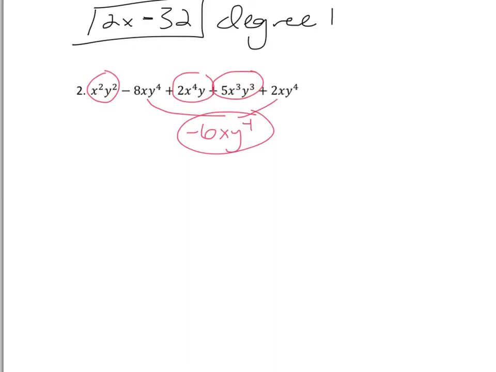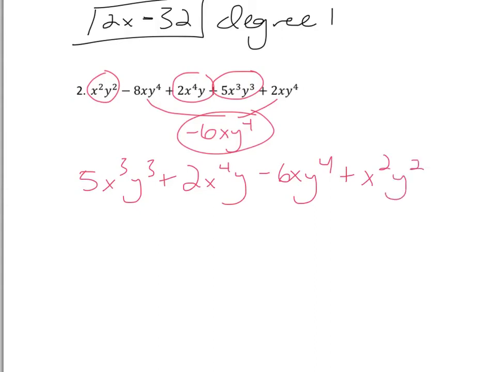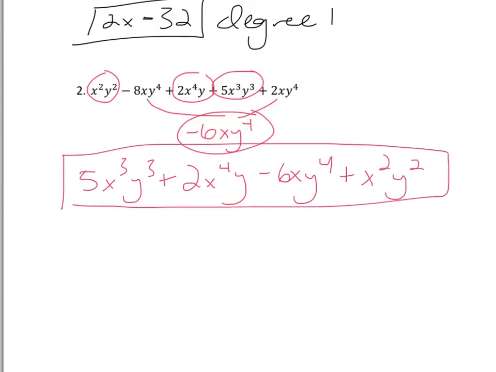So obviously this one needs to come first. So we'll start with a 5x cubed y cubed. Then it doesn't matter where you go from there. So we'll do the 2x to the 4th y, then minus 6x y to the 4th, and finally x squared y squared. That would be the answer to this. And so to get the degree, obviously we just need the biggest one, degree 6. A couple more examples.